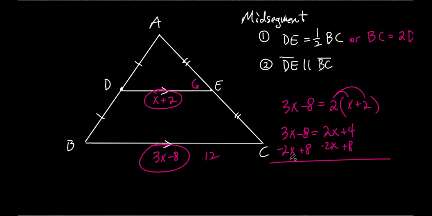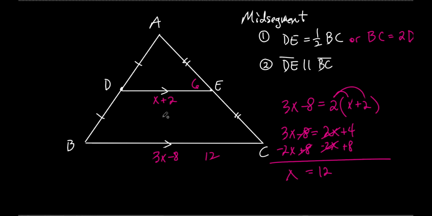What happens? 3x minus 2x is x. Minus 8 plus 8 cancels out. 2x minus 2x cancels out. x is what? 12. But that's not what they ask for. They don't ask for x. They ask you to find the lengths of these two. They could ask you for either one. All right? Let's just find the mid-segment.